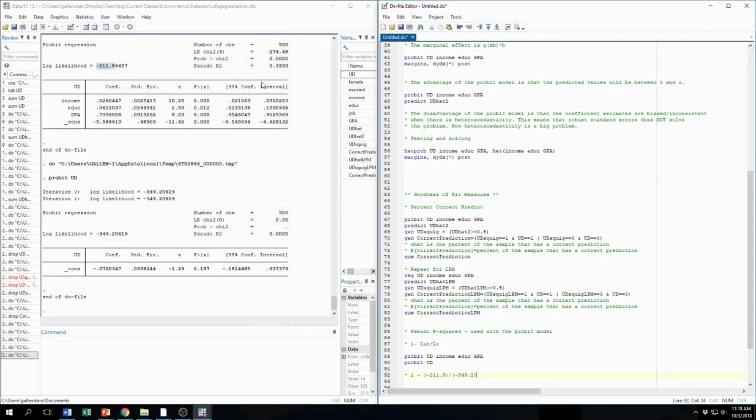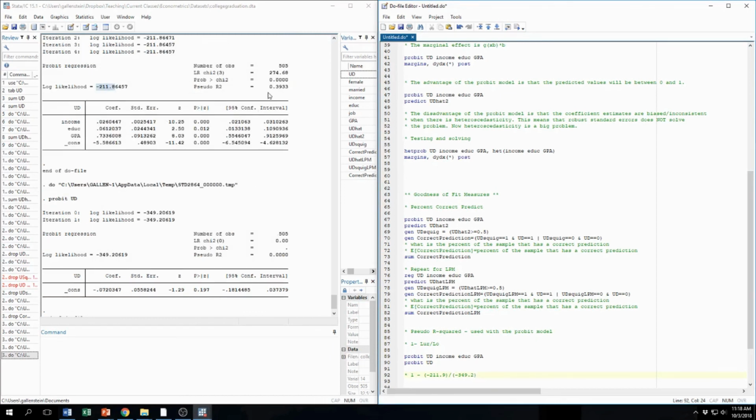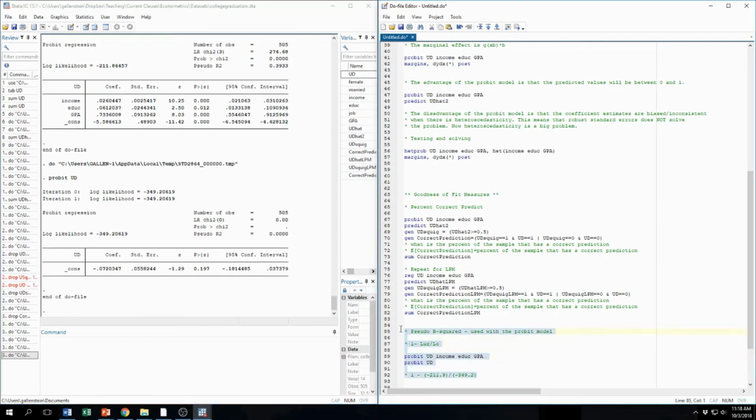That should be our pseudo R squared for our regression, 0.393. So our pseudo R squared is 0.393. That's exactly what we calculated. That's how you calculate it. That's the pseudo R squared for the Probit model.